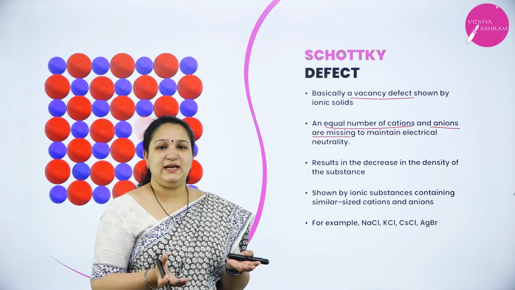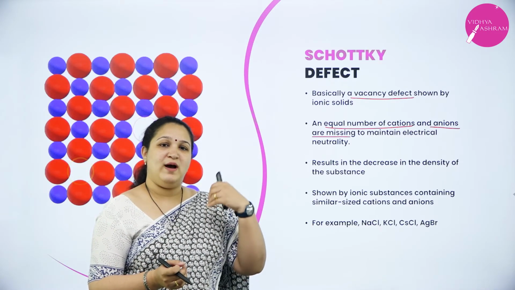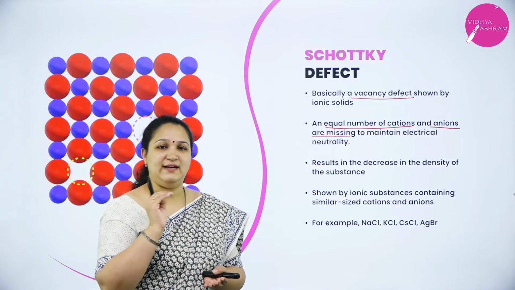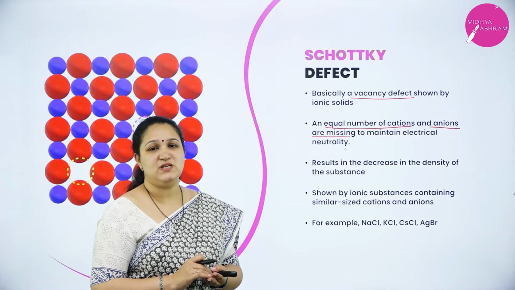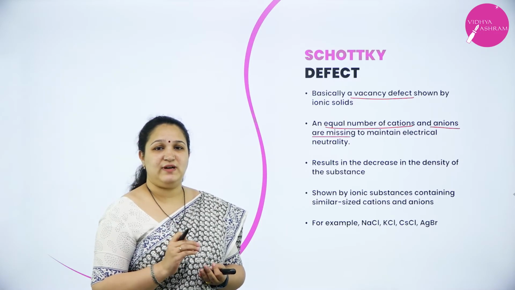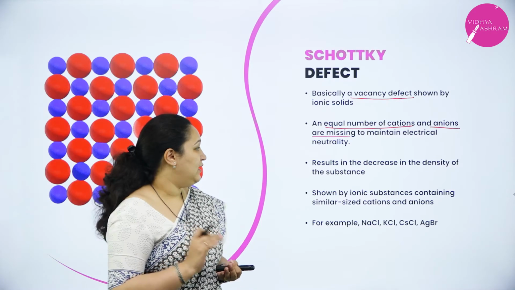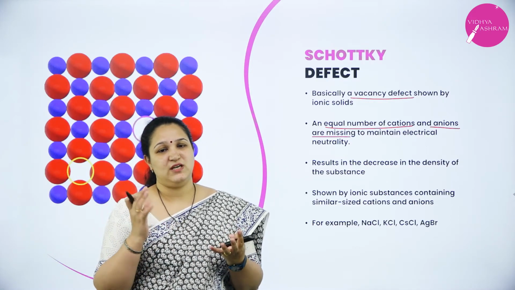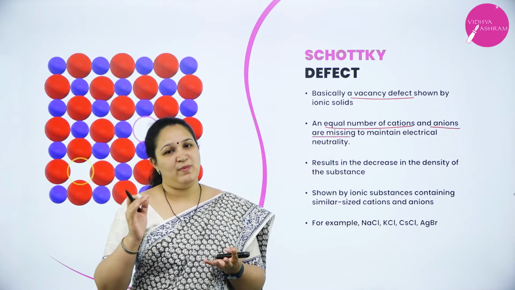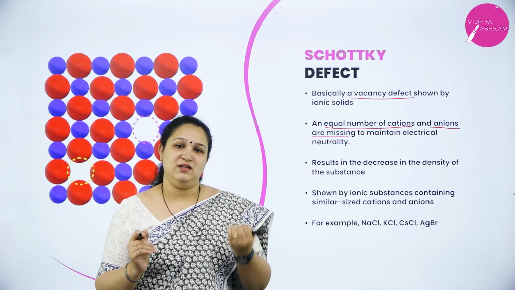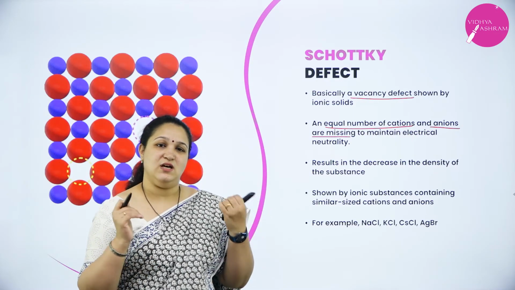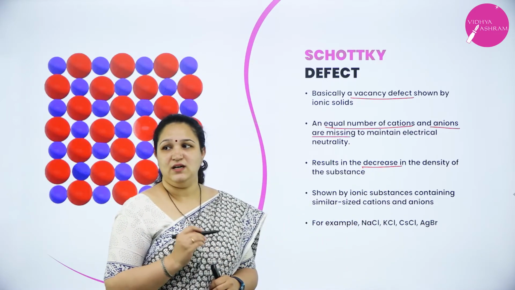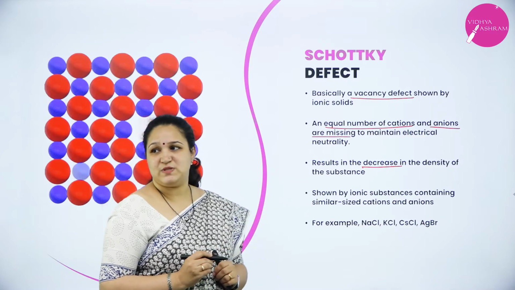To maintain electrical neutrality, one cation goes missing, one anion also goes missing, and there is an empty space which is left behind. Such a defect is called a Schottky defect. What happens to the density? Of course, in vacancy defect, mass decreases, then the density also decreases. Schottky defect is also the same thing. It results in a decrease in the density of the substance.